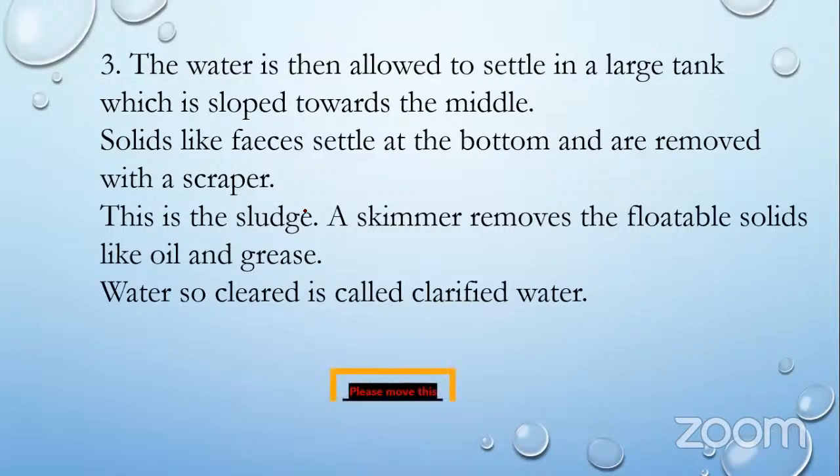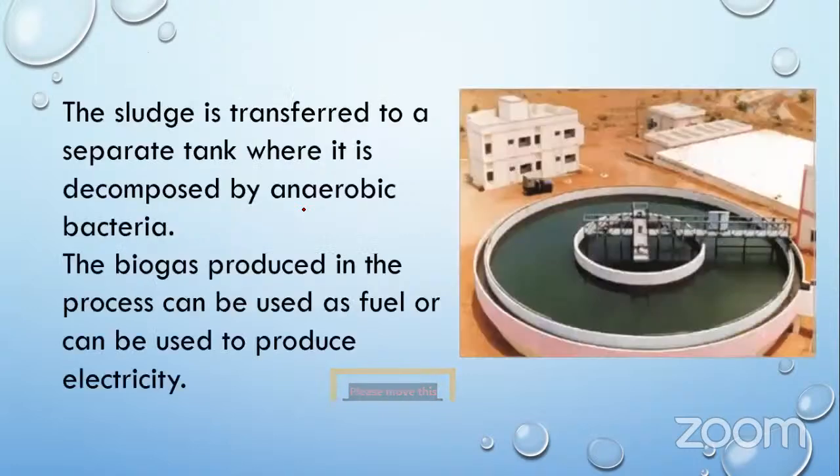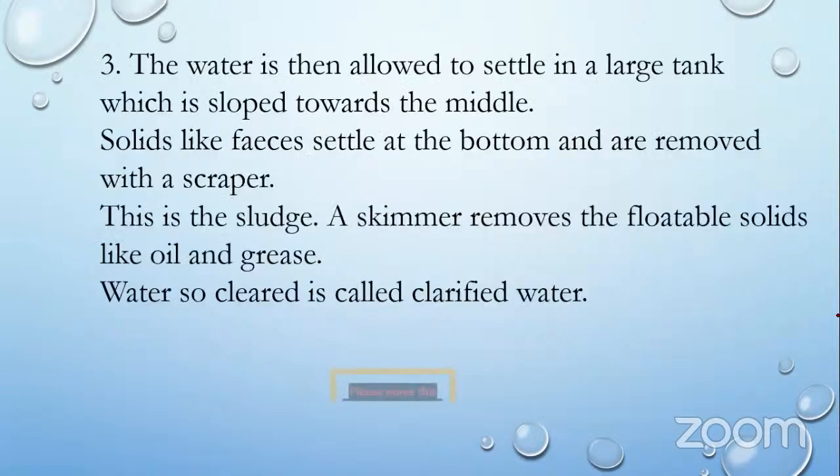So what will happen? All the smooth solids like feces, animal waste, and also human waste, will get settled at the bottom. Those are removed with this scraper. A scraper is present in the middle of the tank, and this scraper will remove all that waste. That waste is called sludge.